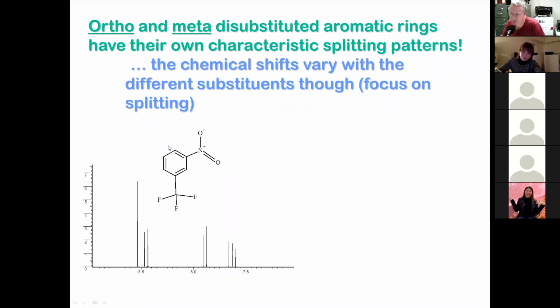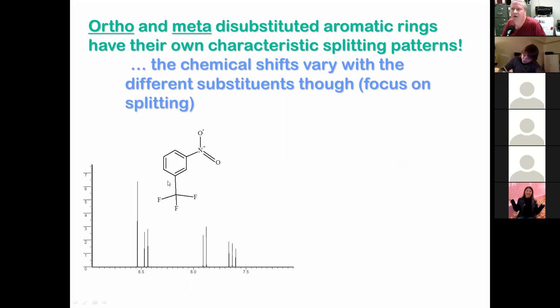Then you've got these two guys. How many neighbors do these two CHs have? Just one, right? One plus one is a doublet. You've got this one. How many neighbors does this one have? One. Okay, singlet, two doublets. And what about this one? How many neighbors does it have? Two. One up here, one down there. Two plus one, three, is a triplet.